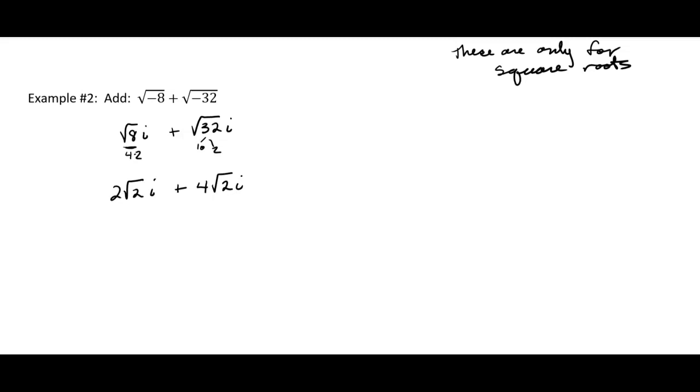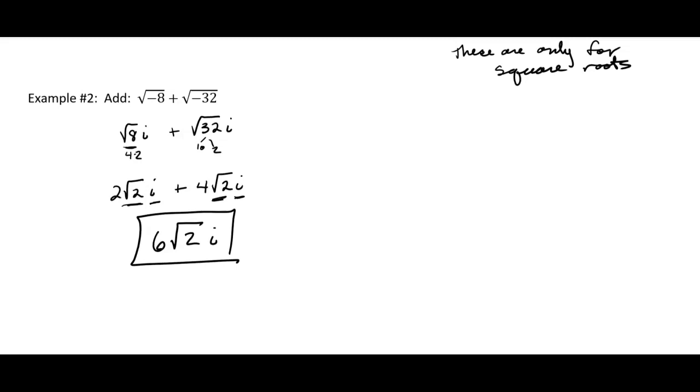Now, look at these parts. You have the same radical, and you also have that they're both i's, right? So you can combine those. You have 2 square root 2i plus 4 square root 2i. You're going to have a total of 6 square root 2i. And you would write it that way, okay?